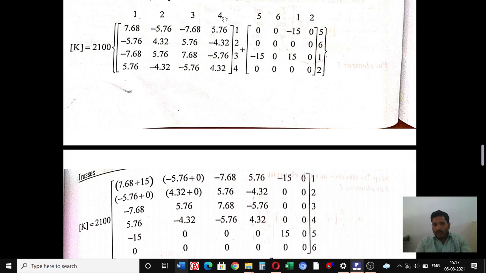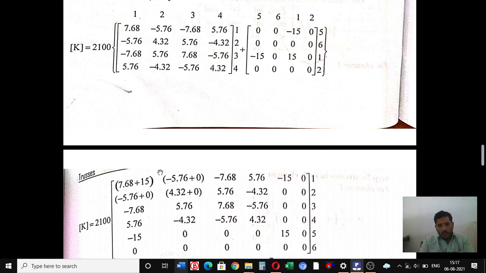1 into 4 is there, yes. How much? 5.76. 1 into 5, it is available. Check it. 1 into 5 is available. How much? 15. So 1 into 6, is it there? Yes, 1 into 6 is there. What is the value? The value is 0. Clear? The same concept we need to follow down to the bottom also.